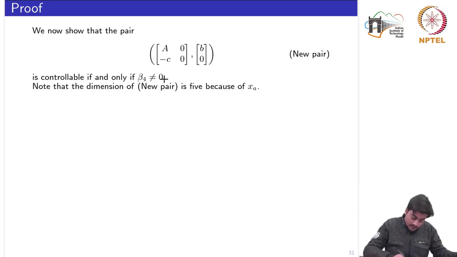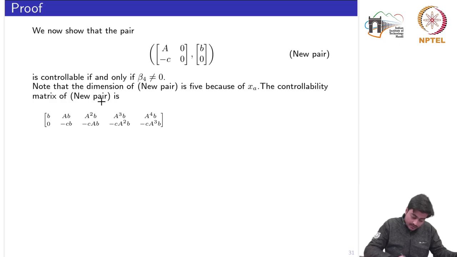So let's see. Note that the dimension of this new pair is 5 because of xa. Since xa is a scalar, the dimension of this A would be n, but C is a row vector, and since we have considered n is equal to 4, the overall dimension of this state matrix would be 5.